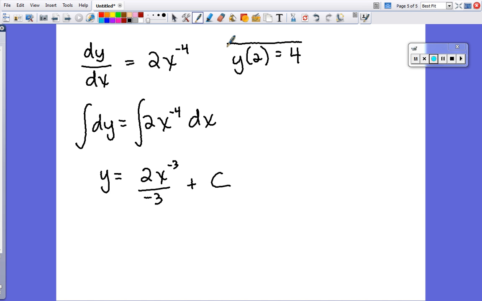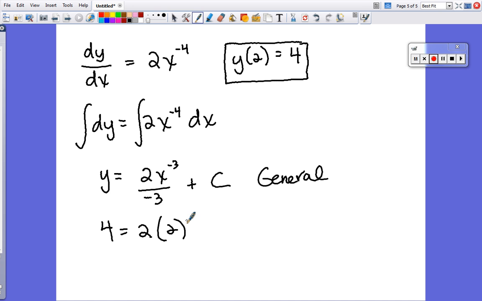Now we are going to put our initial condition in, y of 2 equal to 4 being our initial condition or our specific condition, and find our particular solution. So I'm substituting in 2 for x and 4 for y and solving for c. And when we do this, you should see that we end up with 2 over negative 3 times 2 cubed plus c.